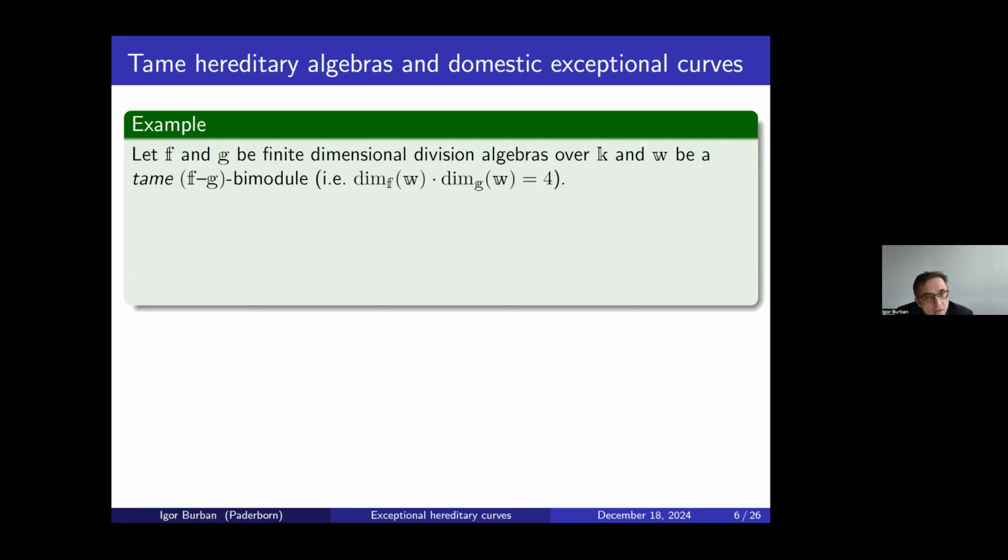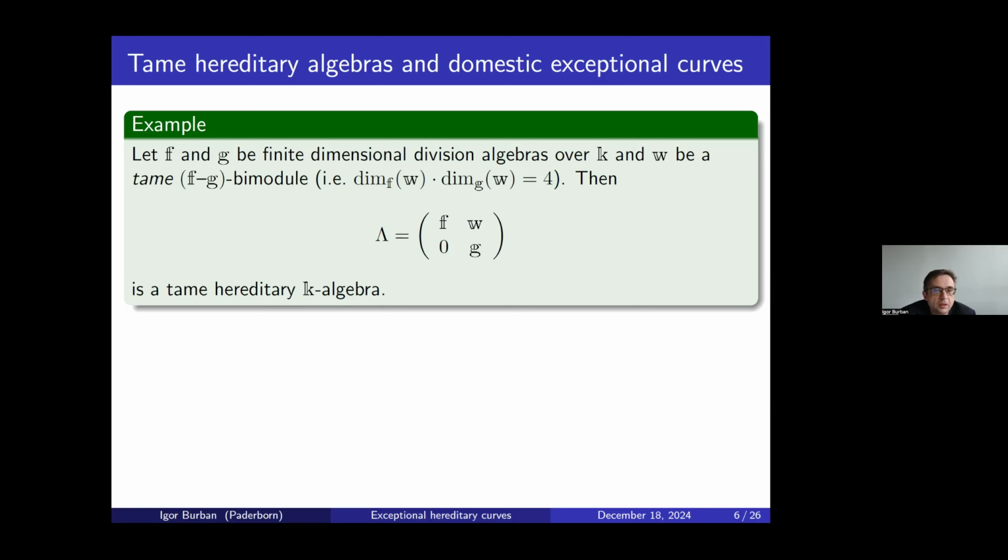First of all, it was already known in the late 70s how to think about tame hereditary algebras in general, so over arbitrary fields. And the basic pattern is the following. I want to study hereditary algebras of the following shape. So F and G are finite dimensional division algebras over K. And in order for everything to work, W has to be an F-G bimodule. So if W is a bimodule, then we know how to multiply. So it is a decent algebra.